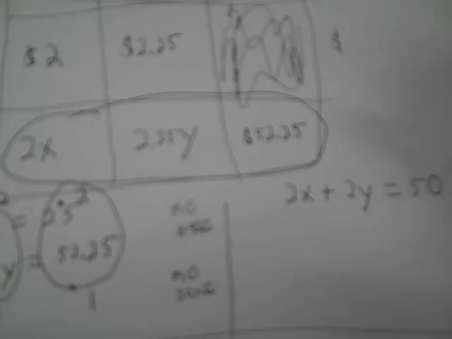So 1x times 2 is 2x. 1y times 2 is 2y. 25 times 2 is 50. 2x times 1 is 2x. 2.25y times 1 is 2.25y. And 52.25 times 1 is 52.25. Now I circle my like terms again, and now I have the same right here. But they can't both be positive, okay? So negative, negative, negative. Now plus them.